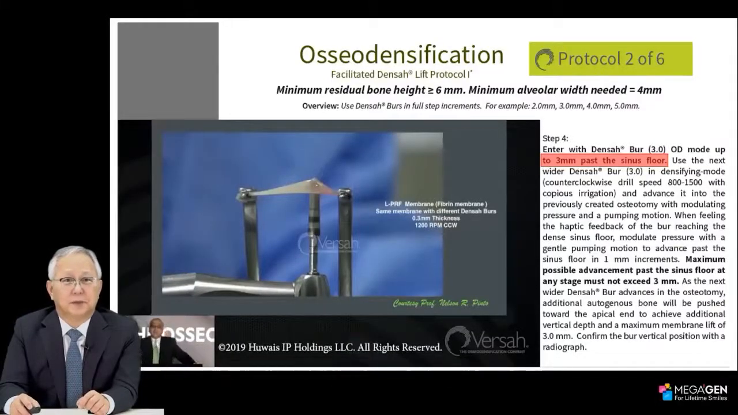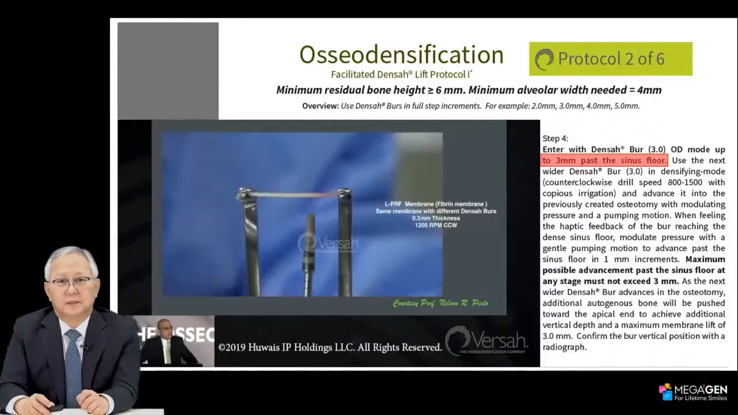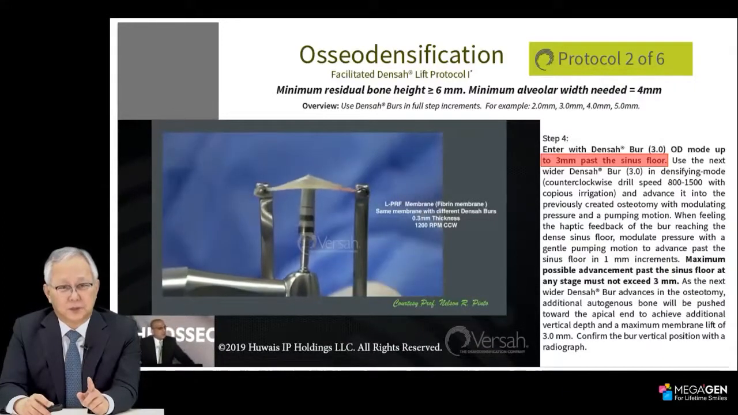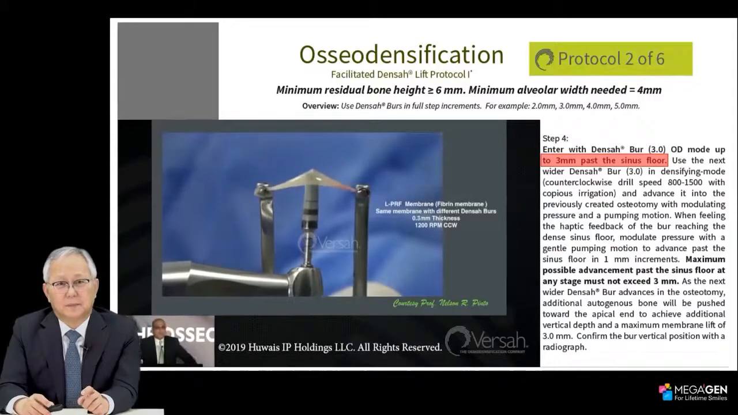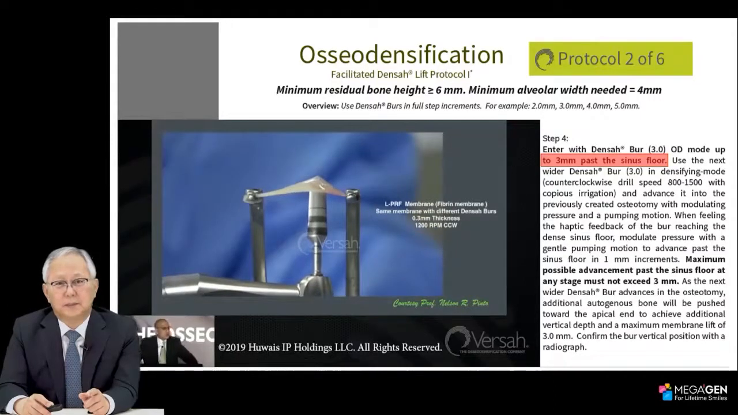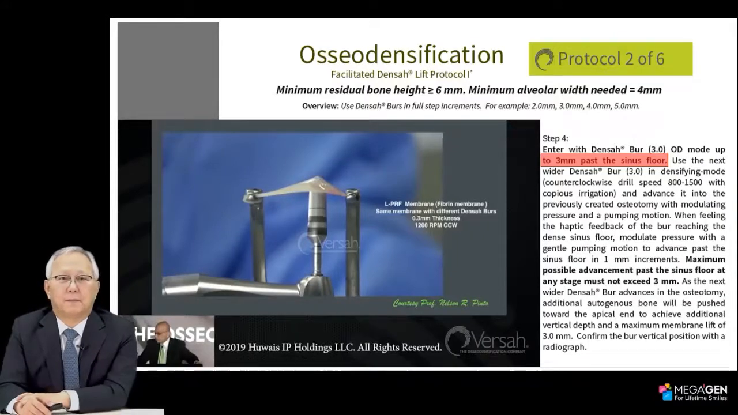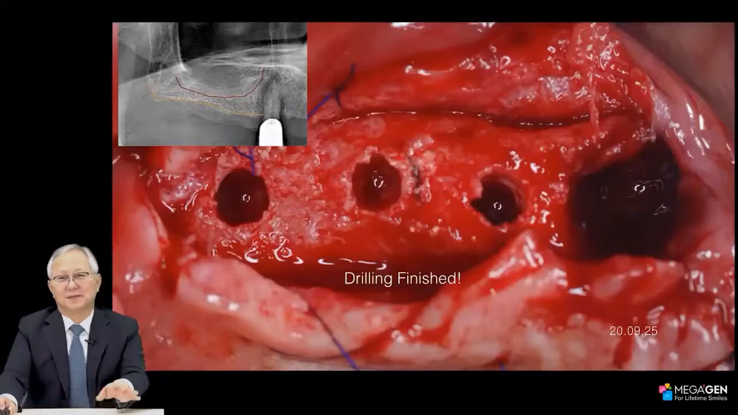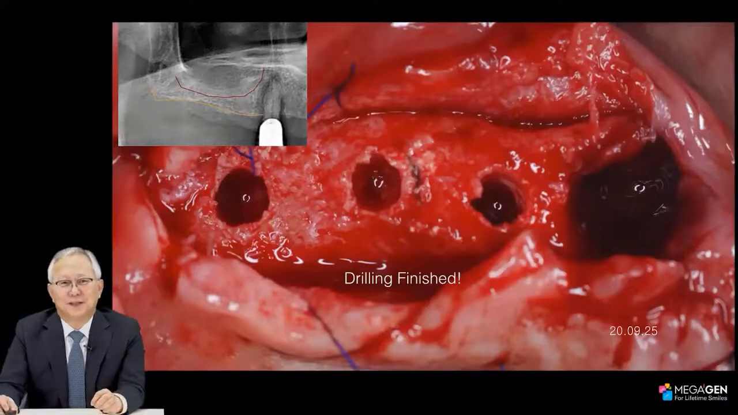Then this is another video from Dr. Salah Huwais. As you see from the video, that soft tissue is a PRF membrane. When you use the Densah Bur counterclockwise, it doesn't penetrate, it doesn't tear the membrane. So this you can trust. Not 100%, of course, but in most cases. You need to be careful when you deal with a very thin membrane.